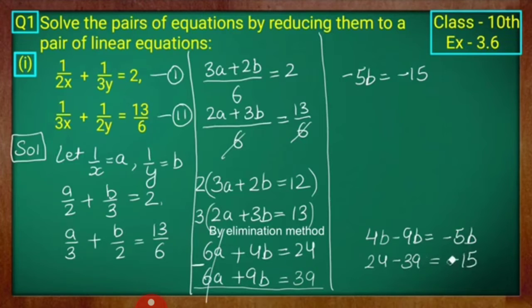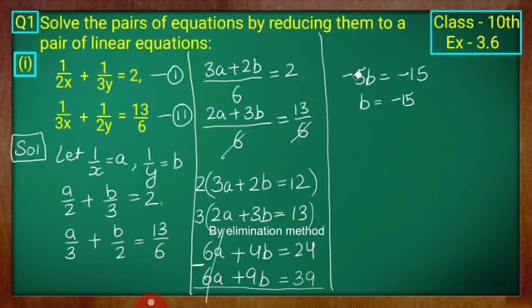Now come to this term. From both sides you can see the minus sign, so b would be written as minus 15 upon minus 5. The minus signs are cancelled from numerator and denominator, and 15 is reduced by 5. So b is equal to 3.